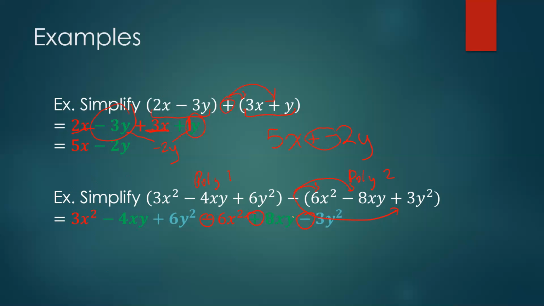And so my next step here should hopefully be pretty easy. I'm going to collect up the like terms. I made your life a little bit easier in this case because all I did was simply highlight the like terms there for you. So the x squareds, I highlighted them together in red. The xy terms, I put them in green, and the y squared terms I put in blue. So I kind of already did that for you.